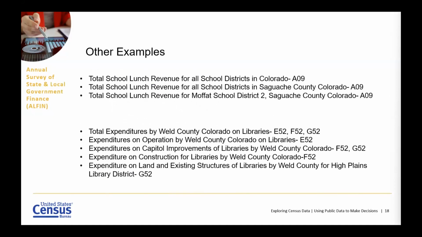Here's a couple of other examples, but I want you to remember that this data is designed to facilitate comparisons across locations. It's not meant to be the direct source for data about one location. If you really do want to know what the school lunch revenue for Moffett School District 2 in Saguache County was, it would be much easier to go directly to the district website. It's there. And the same for the High Plains Library District in Weld County, Colorado. If you actually need that unit level data, go straight to the source. But if you want to explore specific data across smaller geographies, we might have the data for that.